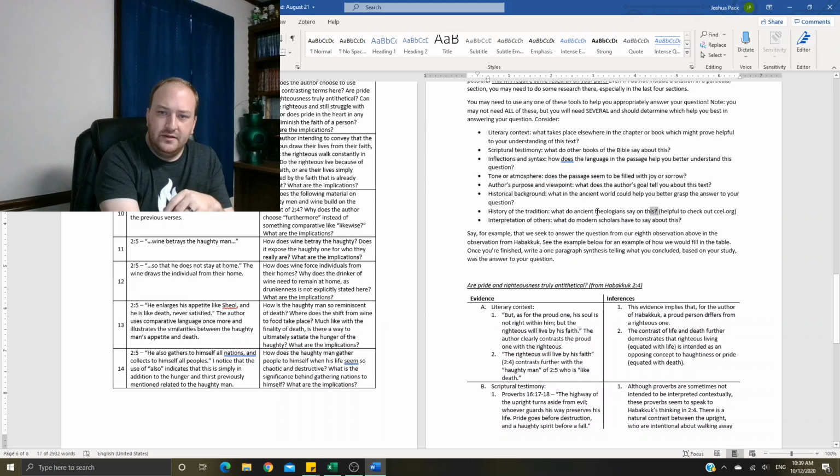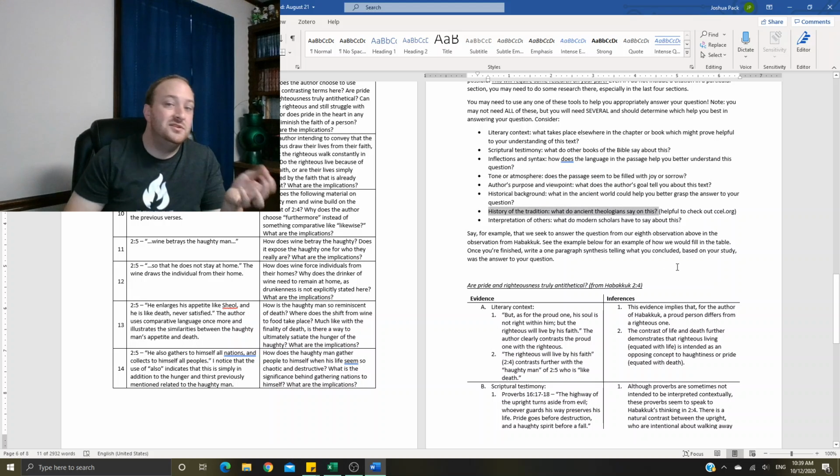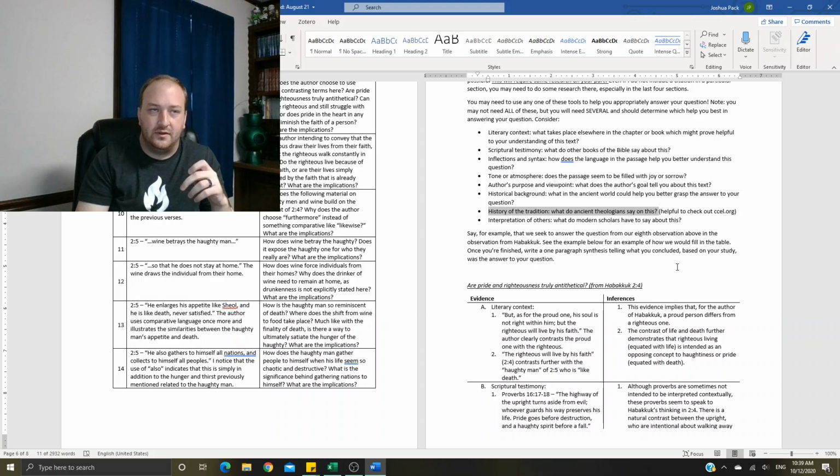Second to last thing there is the history of the tradition. What do ancient theologians say about this? You can check out ccel.org. The Christian Classics Ethereal Library is what that is. And you can actually type in whatever passage it is that you're dealing with, and it'll pull up a lot of the records of some of the ancient theologians that talked about this particular topic.